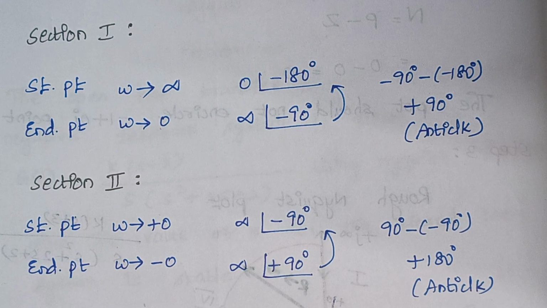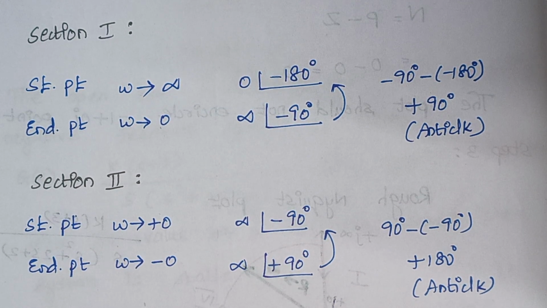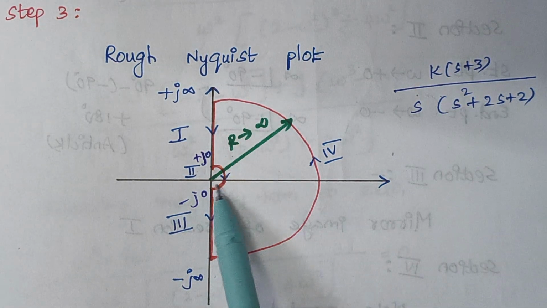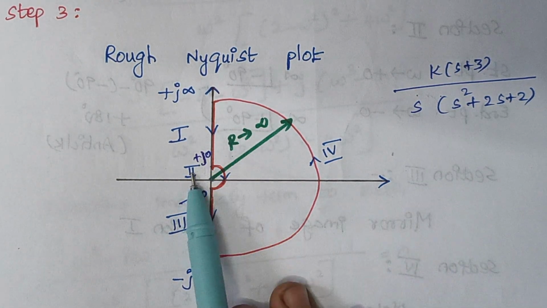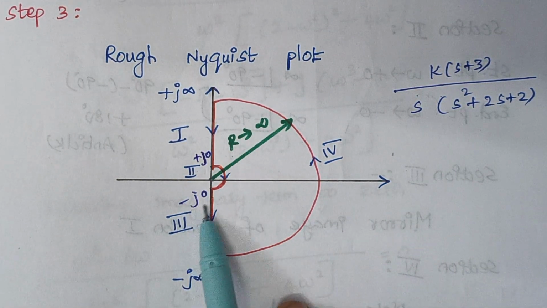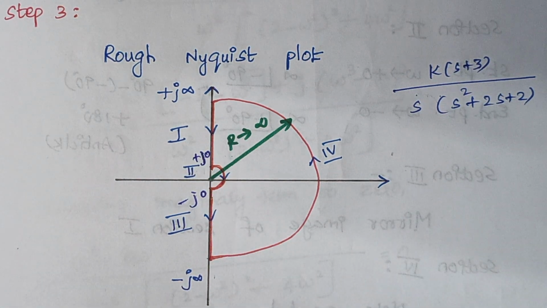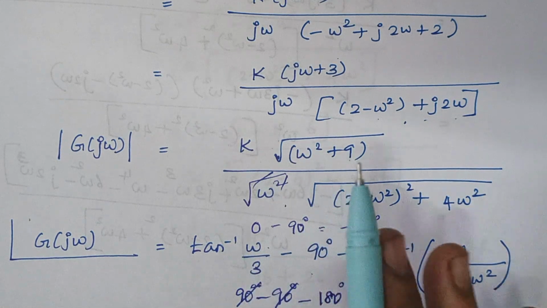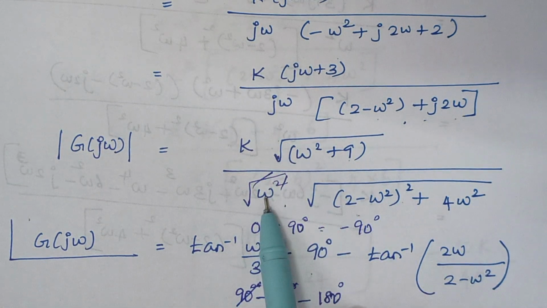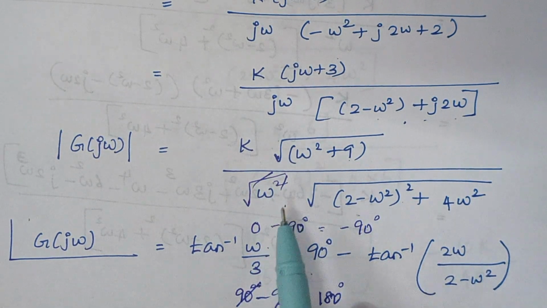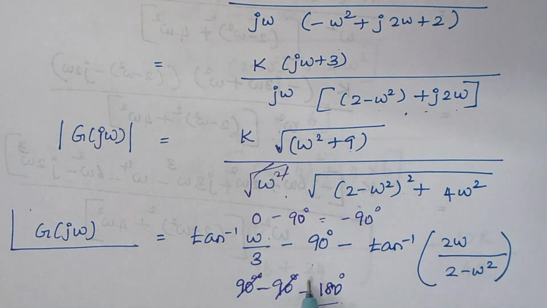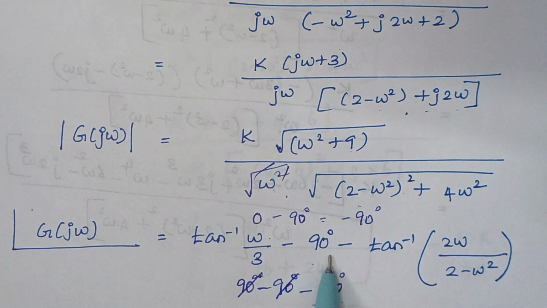Right. Now we are going to analyze section number 2. So this is our section number 2, right? It starts at plus j0 and it ends at minus j0. When you substitute 0 here, what happens? Either it is plus 0 or minus 0, anything divided by 0 is infinity. So the magnitude is infinity. And when you substitute first plus 0 here, the answer is minus 90 degrees.